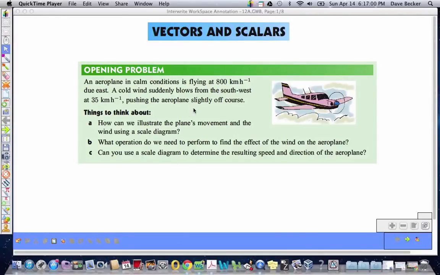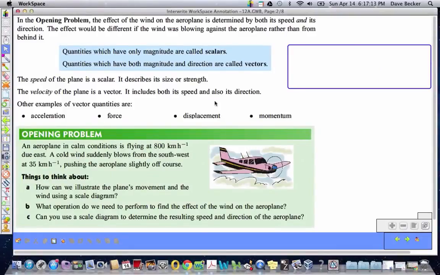Because if wind is blowing, it's going to be pushing the plane in the direction it's blowing, at the speed it's blowing. And of course, the plane is flying at a speed, so what's the new direction and speed of the plane? We can figure all of that out using vectors. And a lot of this is going to be definitions and figuring out what is what.